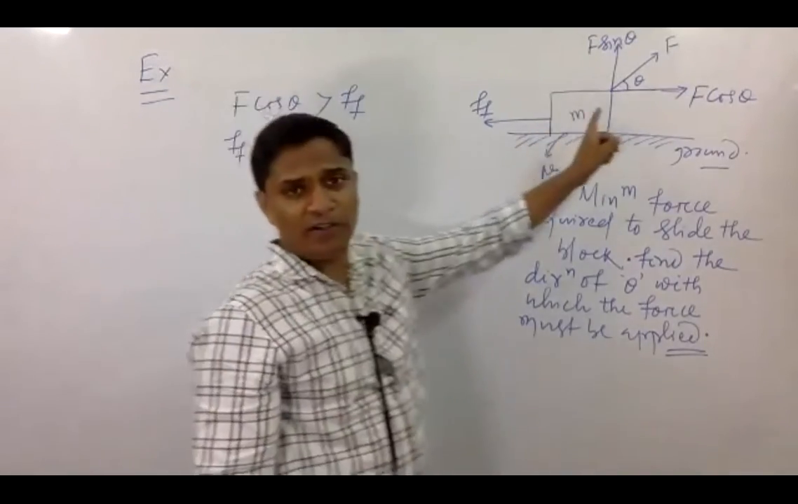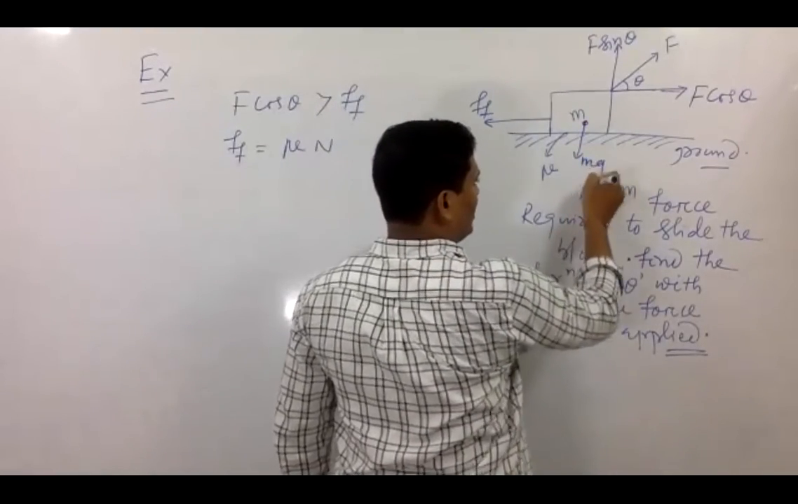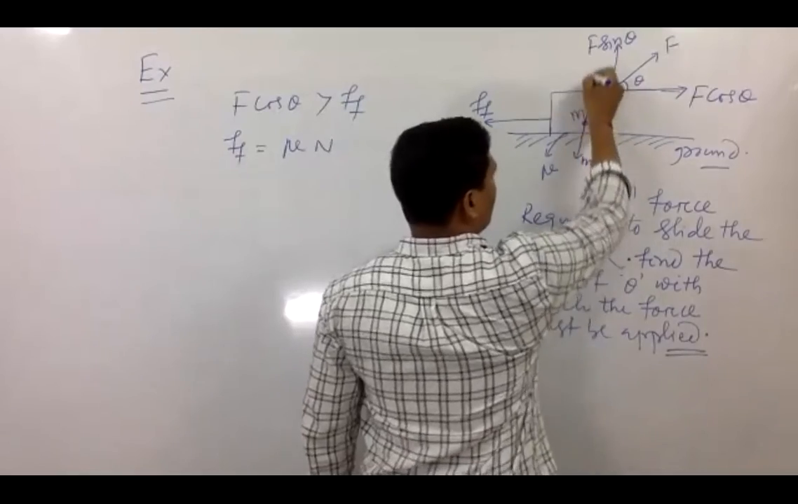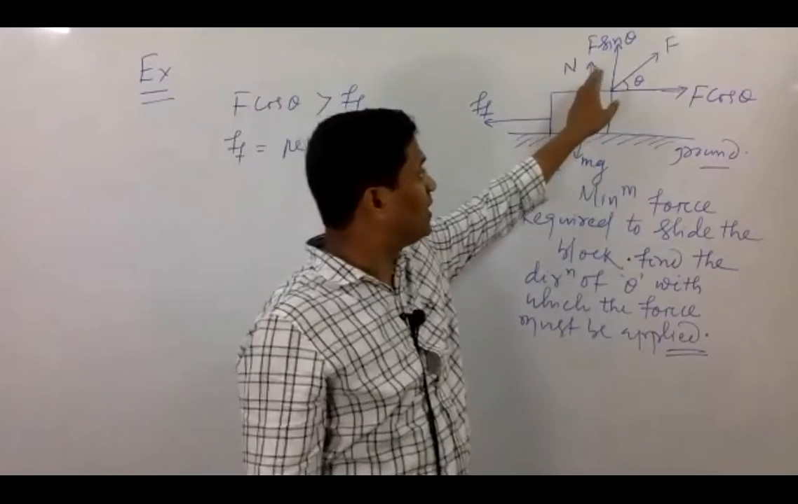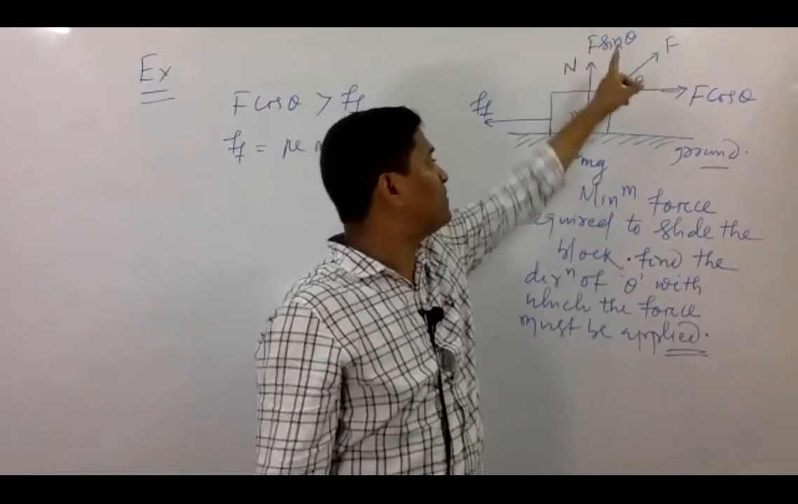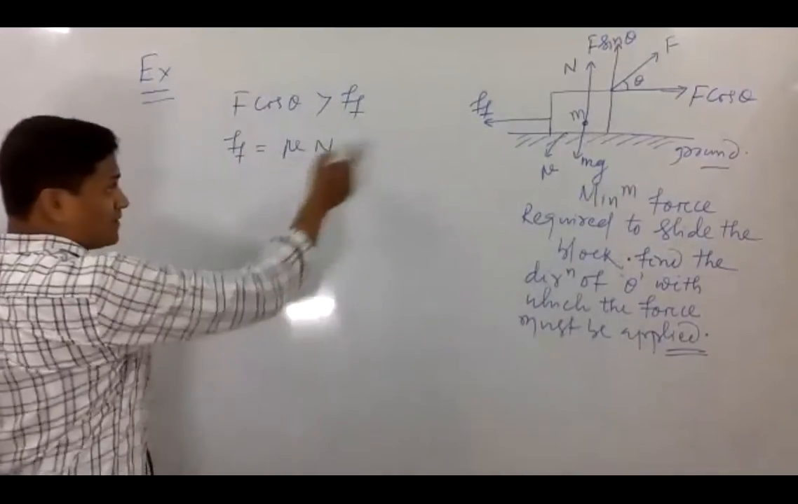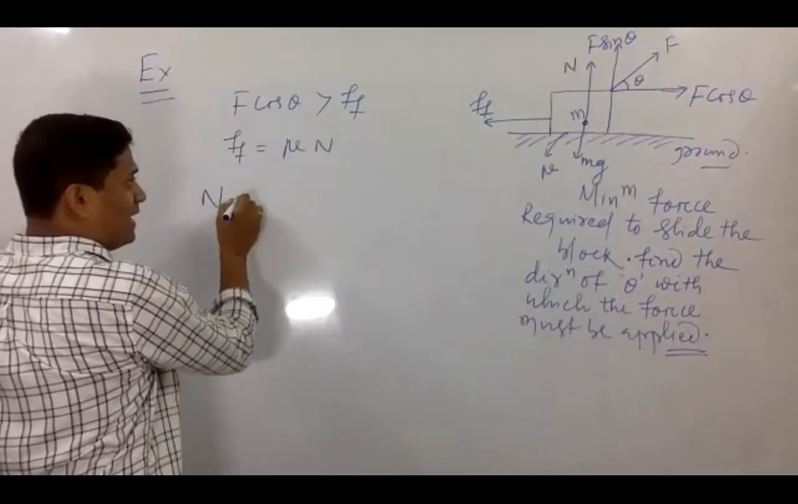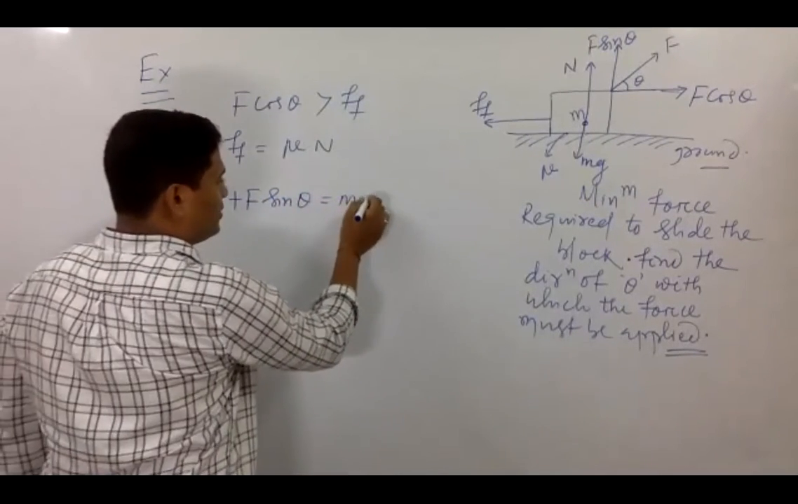And here if I draw the free body diagram of m, see here, the weight mg is acting vertically downward, right? And the normal force is acting in the upward direction. So on the body, there are two vertical forces acting: one is N and another is F sin theta, and N and F sin theta balance mg. So for the normal reaction from the free body diagram, you can write N plus F sin theta should be equal to mg, correct?